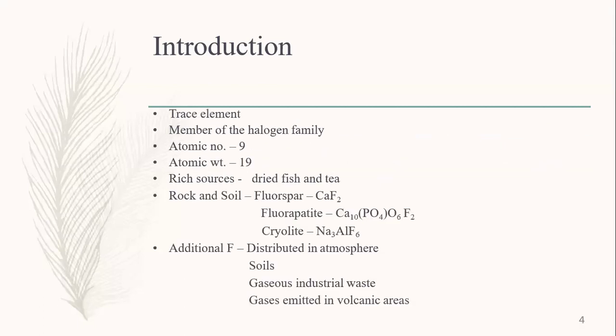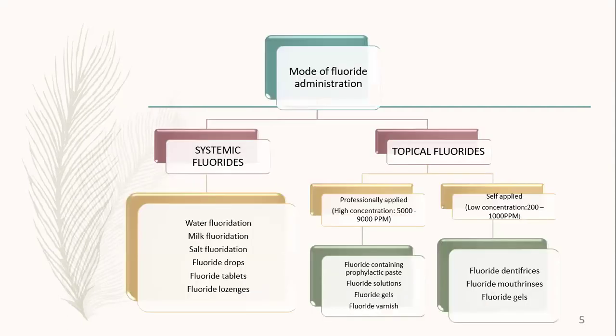Coming to the introduction of fluoride, it is a trace element, a member of the halogen family, having atomic number 9 and atomic weight 19. Sources are dried fish and tea. It is present in rock and soils as fluorspar, fluorapatite, and cryolite. It is distributed in the atmosphere, soil, gaseous industrial waste, and also emitted in volcanic areas.